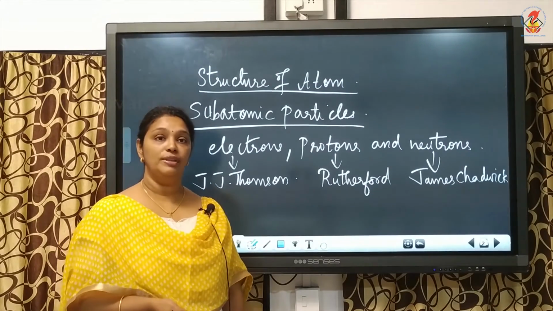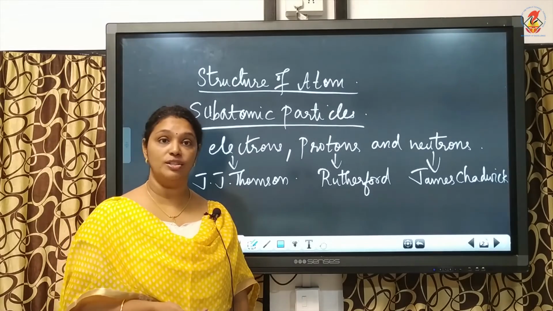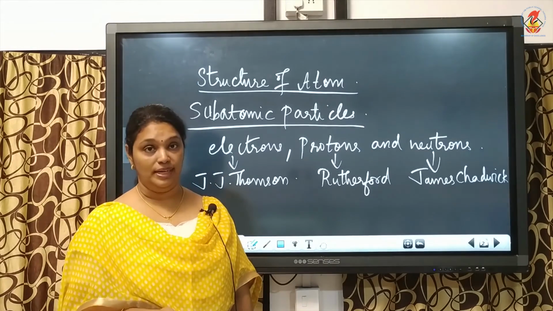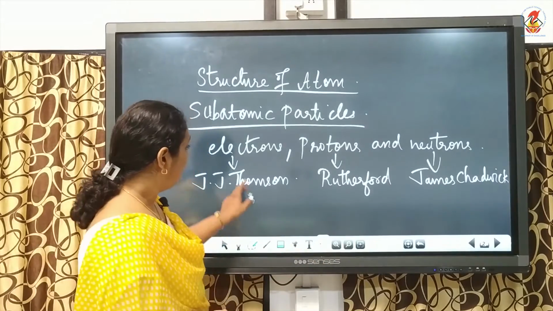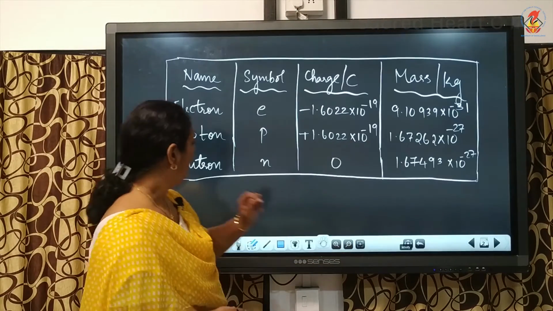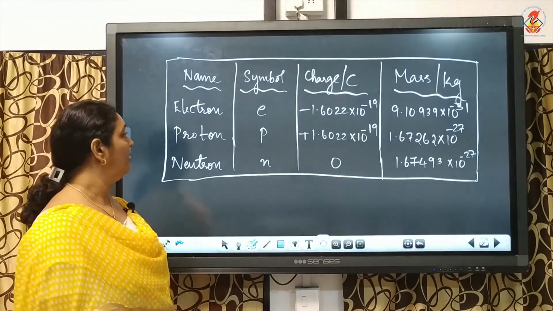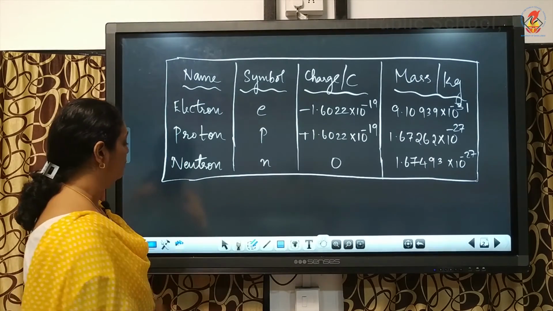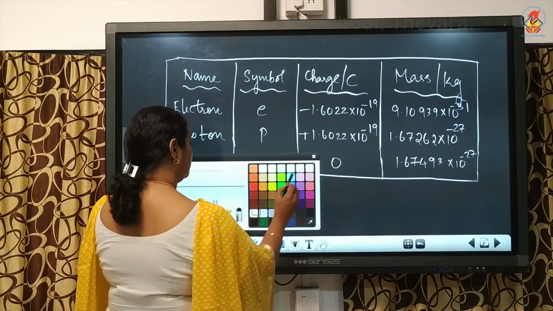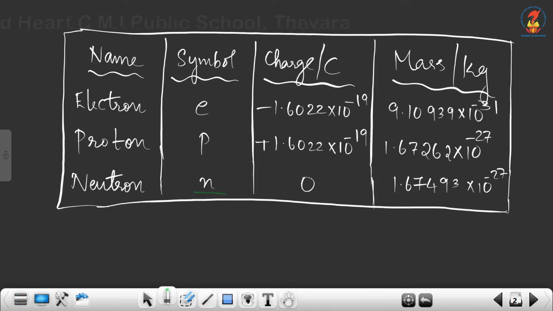And you have learned in lower classes that electrons are negatively charged, protons are positively charged and neutrons are neutral. Now I have written a table here, and I have written the name of 3 subatomic particles in the first column: electron, proton, neutron. And the symbol of electron is E, proton P and neutron N.